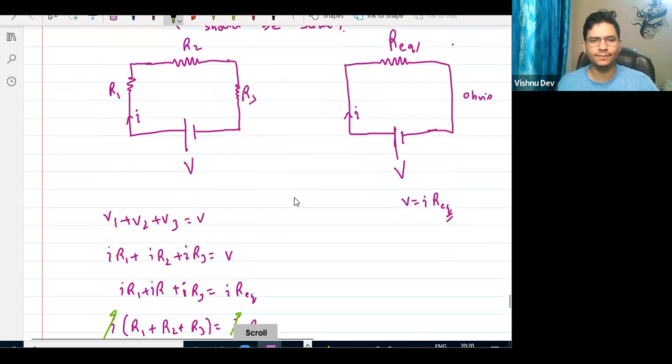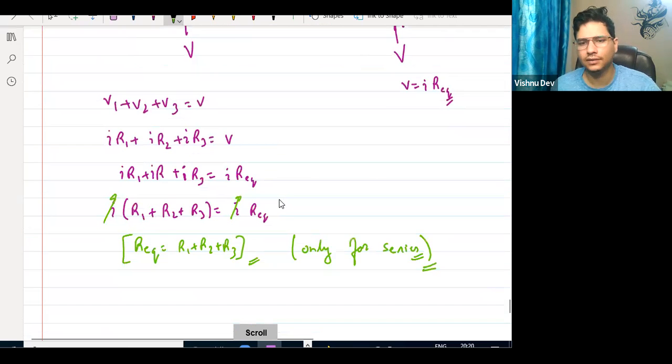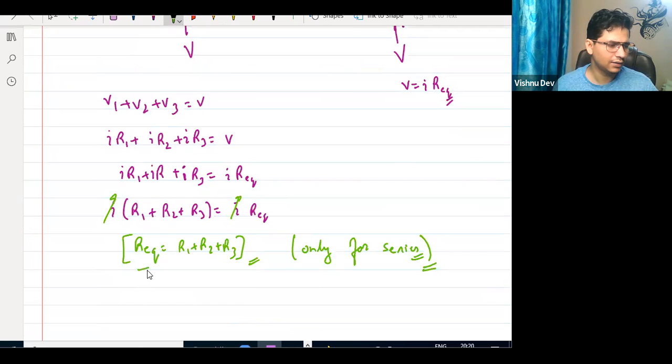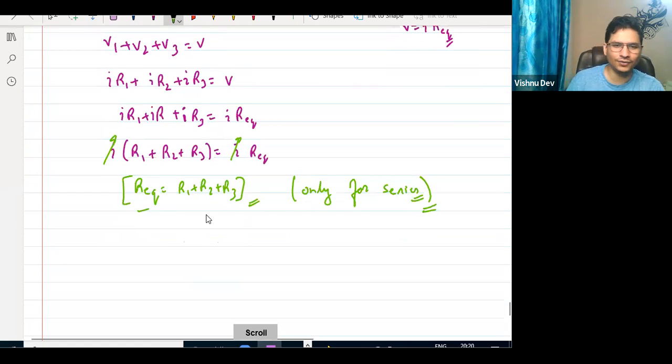Sir, I want to ask something. In this problem, what are we finding? R equivalent, right? We already know that R equivalent is R1 plus R2 plus R3, so how do we know? You wrote V1 plus V2 plus V3 is equal to V, and then in the second step you wrote it. Yes, I will cancel, that is how we prove it. Now you will get to know why.